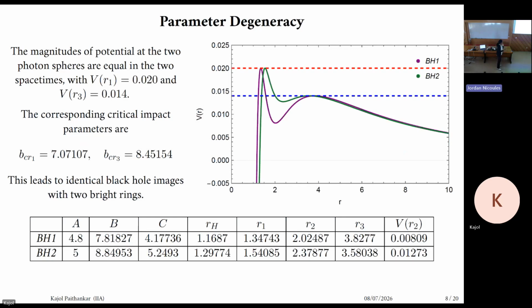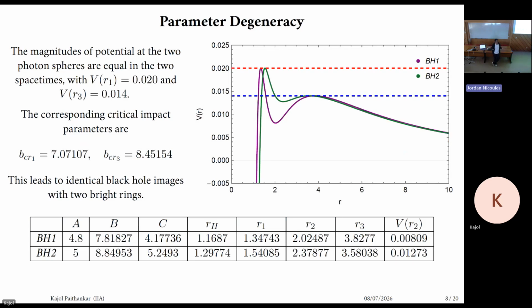Now, we know that the size of the black hole shadow, the central dark patch, the boundary of that, is defined by the magnitude of the peak, not by where the photon sphere is, not the values of R1, R2, and R3, but by the potential at R1 and the potential at R3. These two black holes will form exactly the same size of images at the observer's location. So if the observer observes the shadow, the ring sizes will be the same.